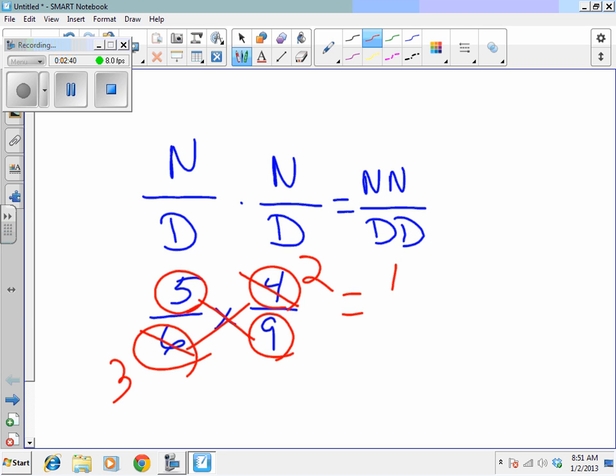5 times 2 is 10. And 3 times 9 is 27. Is that in its lowest terms? 10/27. Can that be reduced? Yes or no? No, it can't. So it is in its lowest terms. All right, 10/27.